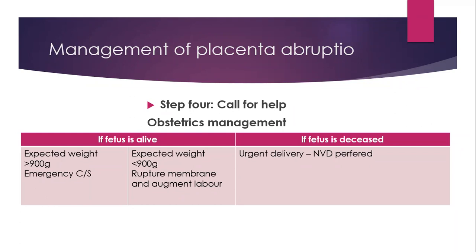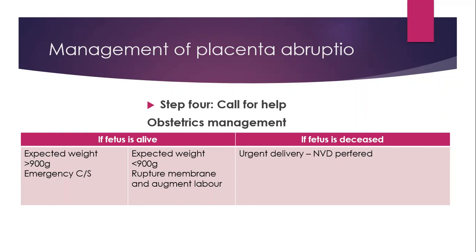So if the fetus is alive based on your sonar, and your expected weight is more than 900 grams, we do an emergency C-section. If the fetus is less than 900 grams, these are also dependent hospital to hospital. Each hospital has a different protocol based on the support they can give a fetus, but generally it's accepted as 900 grams. If the expected weight is less than 900 grams, we actually do not think this baby is going to survive. So they do rupture membranes, they augment labor, and they actually push for an NVD delivery.